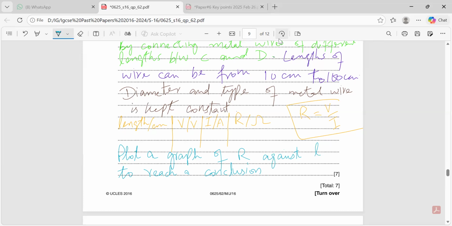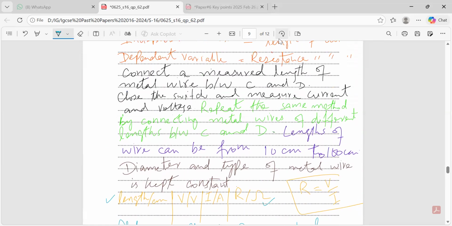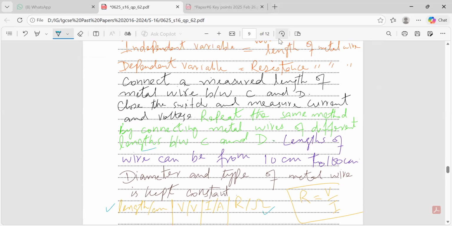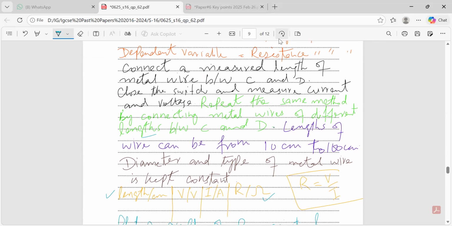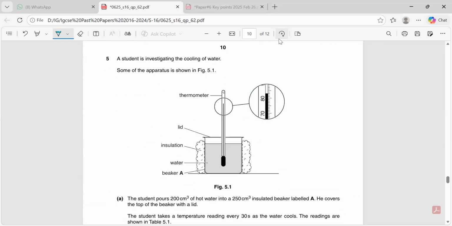And also, this dependent and independent variable here: the independent will be first, and the last one will be dependent. Even when you are repeating the experiment, what are you changing? You are changing it by connecting metal wires of different lengths between C and D. So over there also, dependent and independent variables are mentioned. I'm sure this will be very clear to you all. If anybody has any question, please feel free to ask me, and in the meanwhile, I will be moving to the last question of this paper.